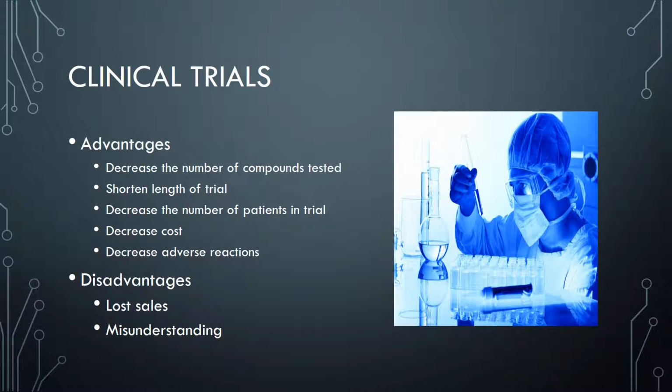Pharmacogenomics also has its downfalls, with lost sales and misunderstanding. Pharmaceutical companies worry that they will lose sales on people who do not respond to the drug due to the drugs being tailored to specific genes. Many consumers are also against it because they do not understand the processes and question much about the drug if it is unknown.